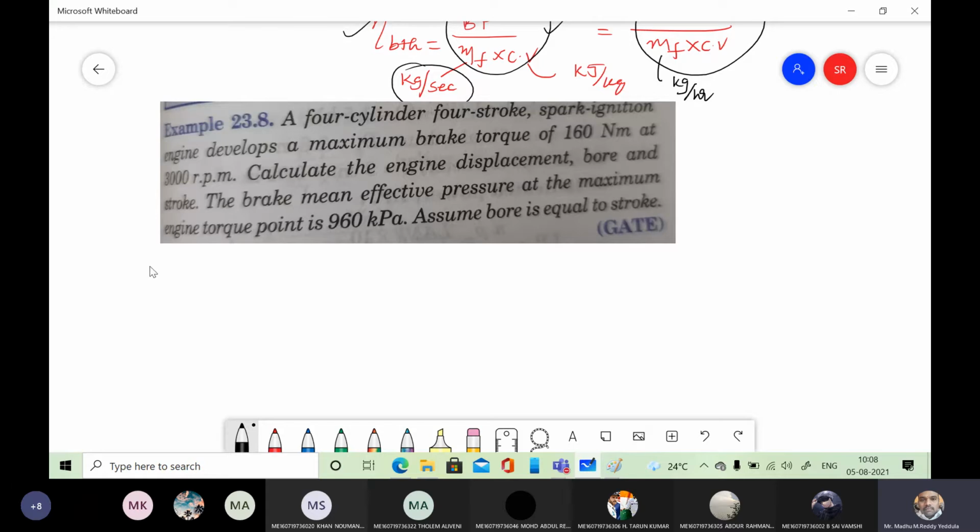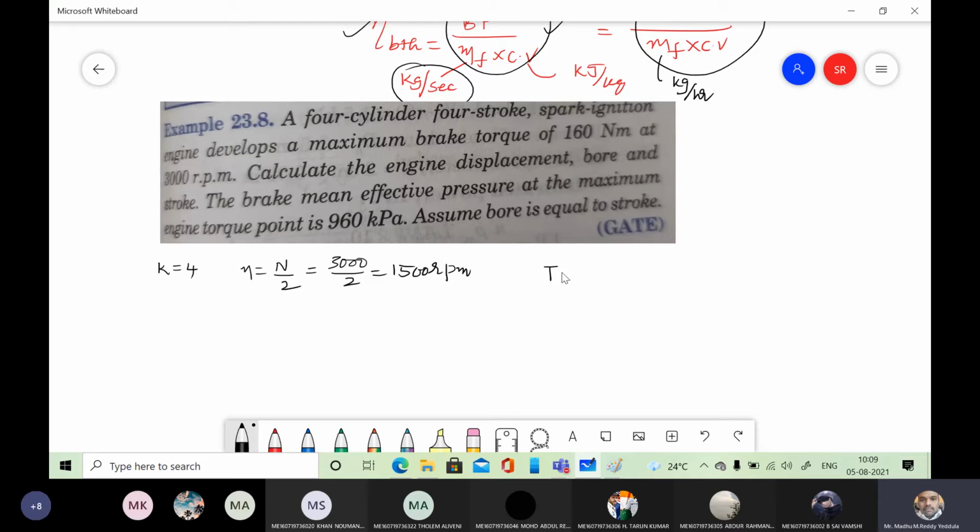Four cylinders, so the number of cylinders K is equal to 4. And it is a 4-stroke, therefore small n is equal to capital N by 2. You should not have any doubt by this time. Capital N is given as 3000, divided by 2, that is 1500 RPM.